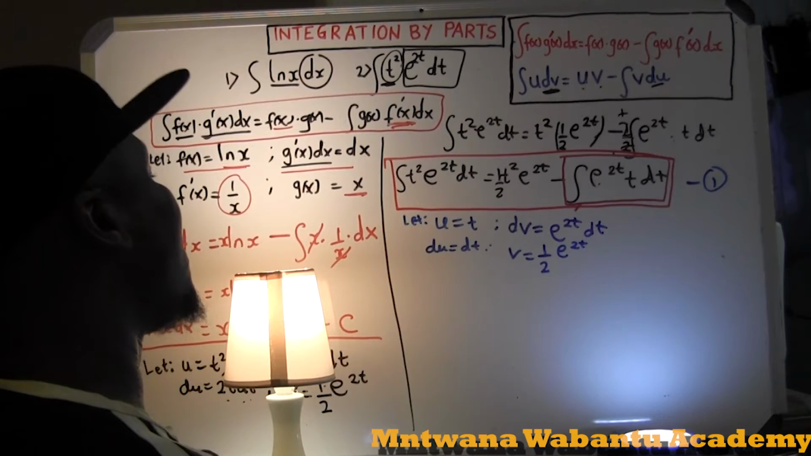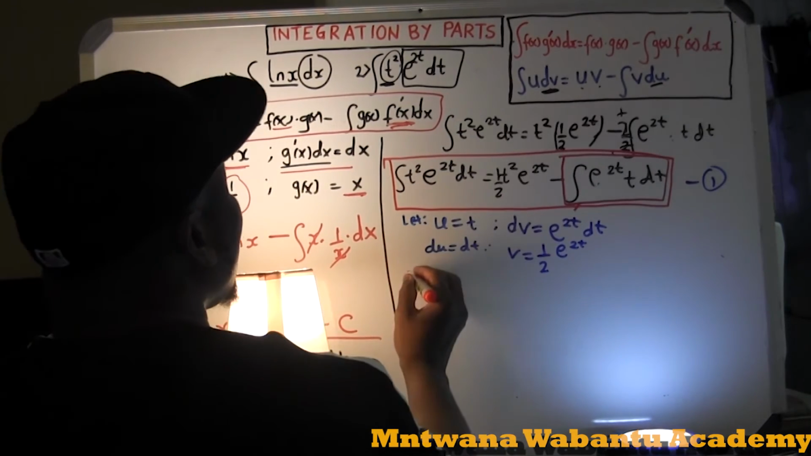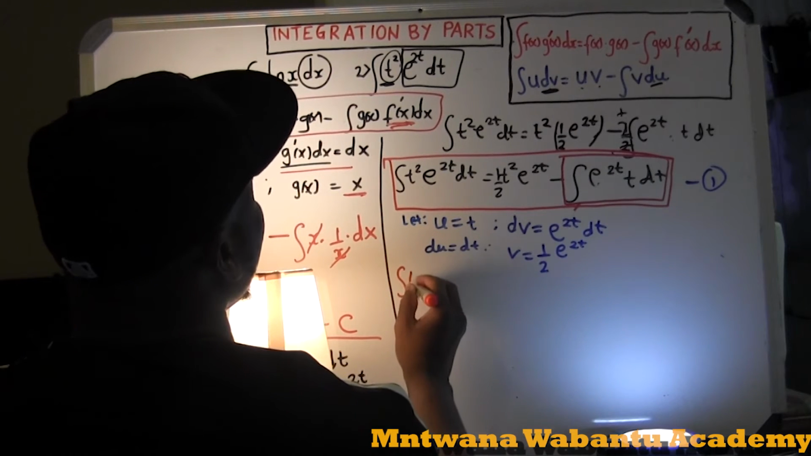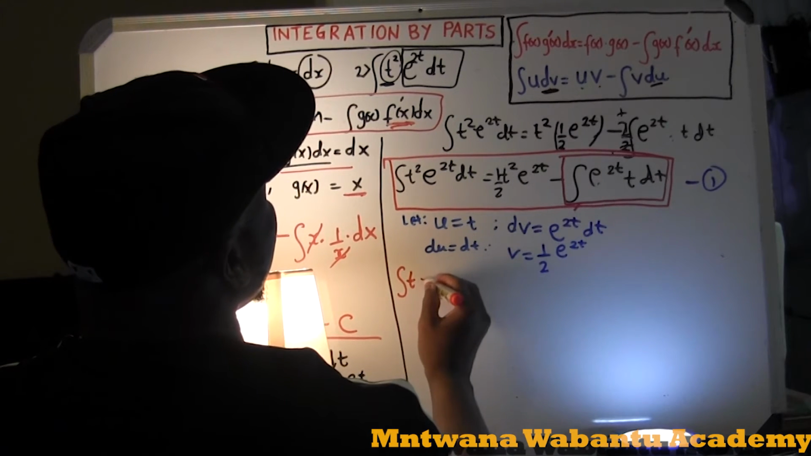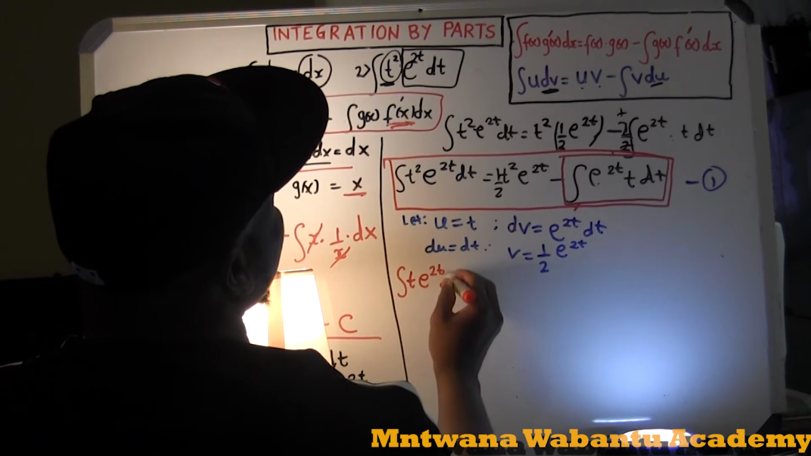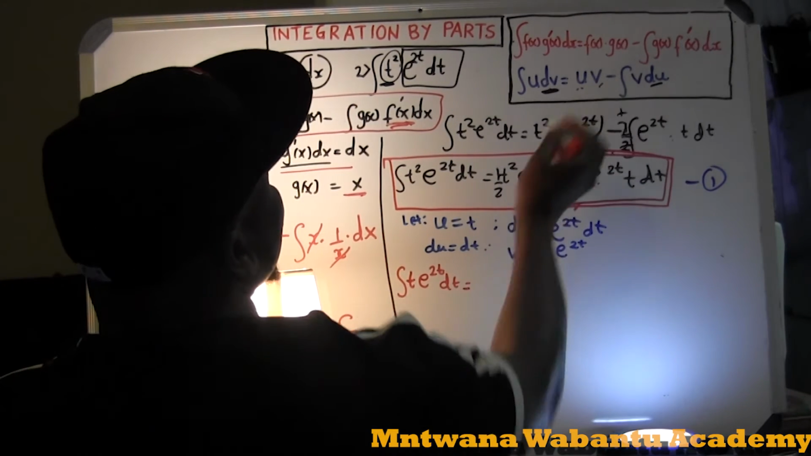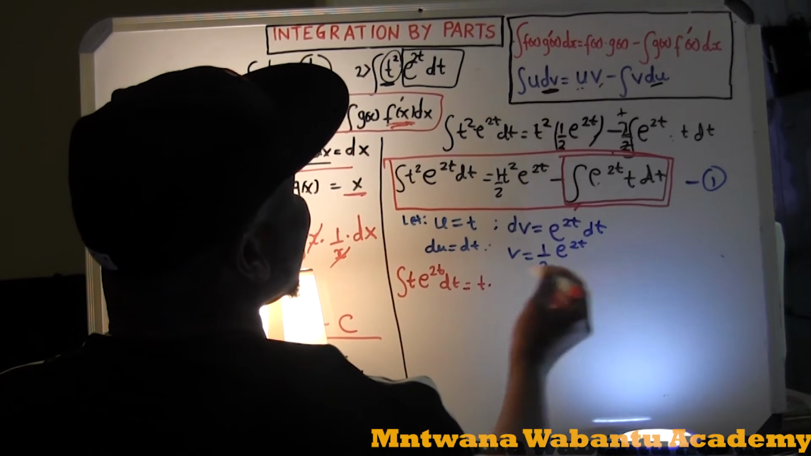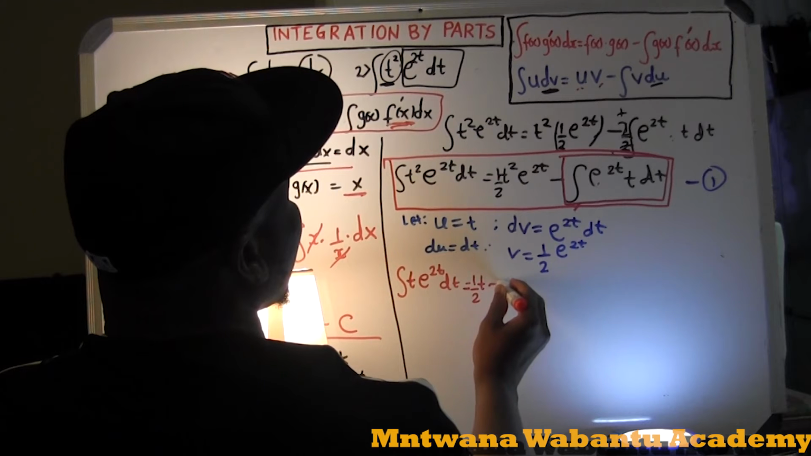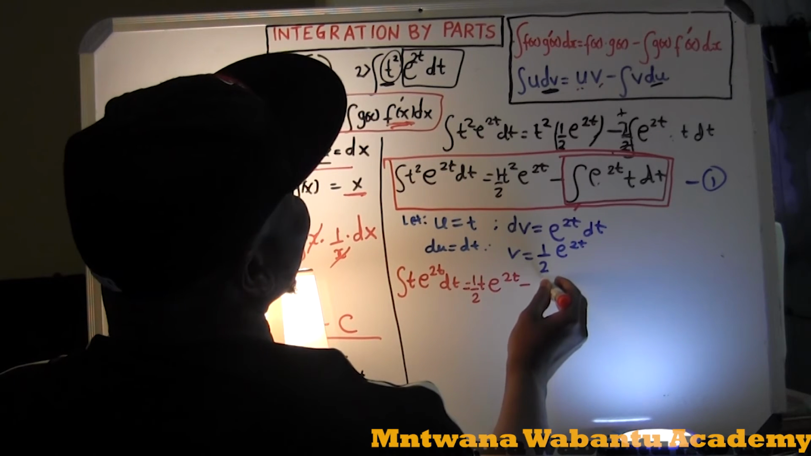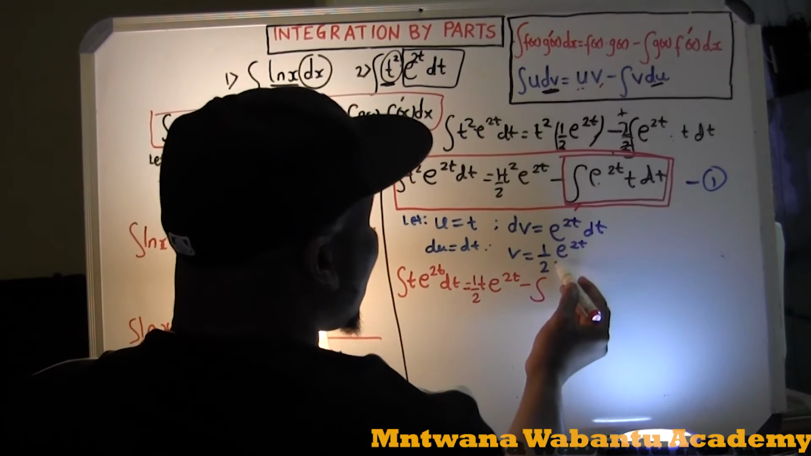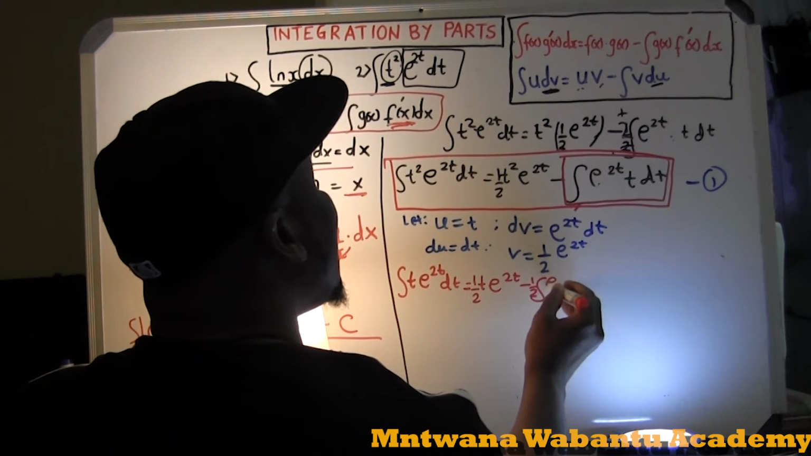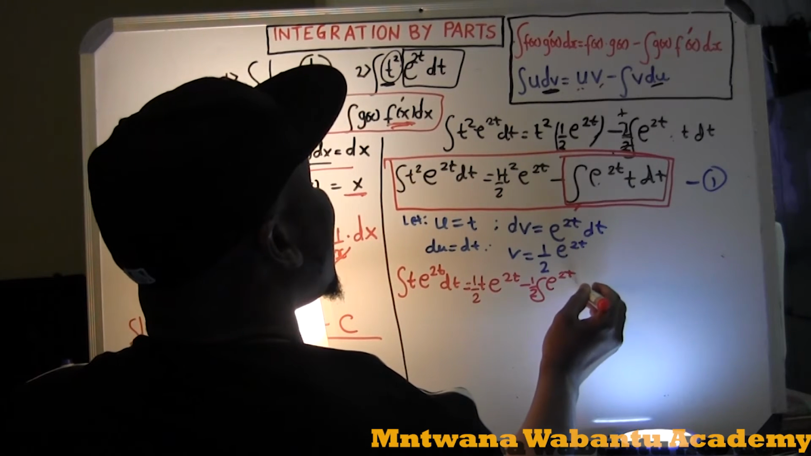Substituting the formula, so we're going to substitute the formula right here. It's going to be the integral of u dv. What is u dv? Our u equals t, and dv equals e^t dt, so we have u times v. Our u equals t times v, and our v equals half e^(2t). So we get half t e^(2t) minus the integral of v du. Our v equals a half e^(2t), so I'm going to take a half back, a half in front, and then e^(2t), and then dt.